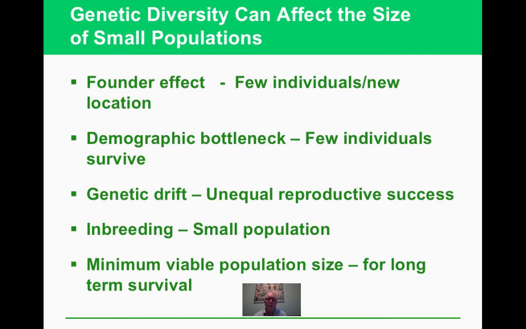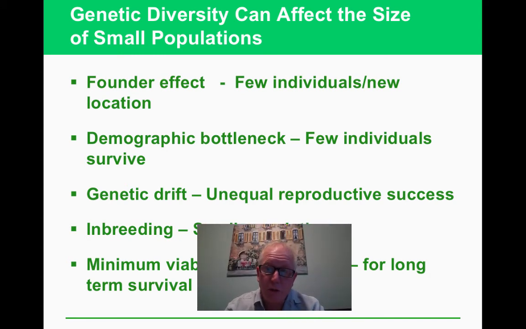Inbreeding, when you have a small population, is a problem because you're breeding members that still have the same kind of traits, and that's a problem for cutting down on the diversity. And taking all these things into effect, we come up with something called the minimum viable population size. That's the idea of how few can we have to get the species surviving for the long term. If we know what that is, and we want the species to continue, we won't go below that.